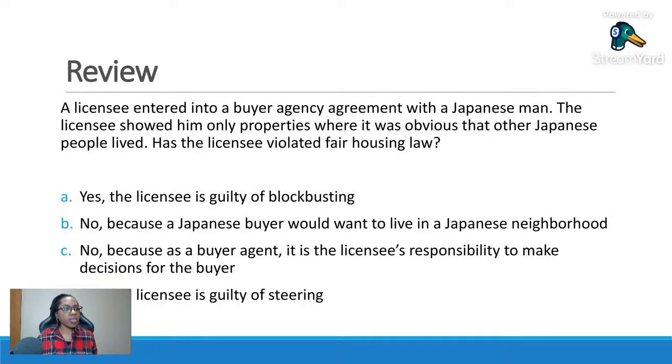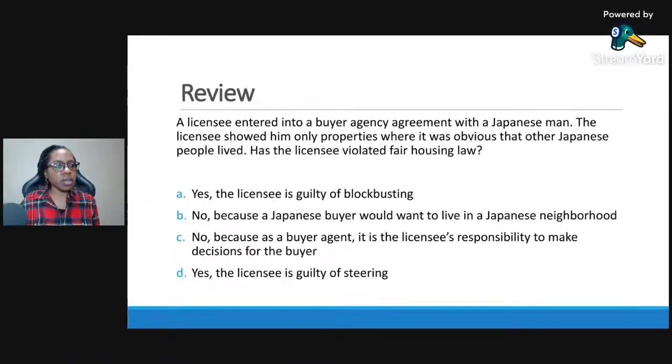All right, so I have a few questions here that we'll just do as a wrap up. First one is, a licensee entered into a buyer agency agreement with a Japanese man. The licensee showed him only properties where it is obvious that other Japanese people lived. Has the licensee violated fair housing law? If you're watching this, you could pause and go through it, and then we'll talk about the answer.